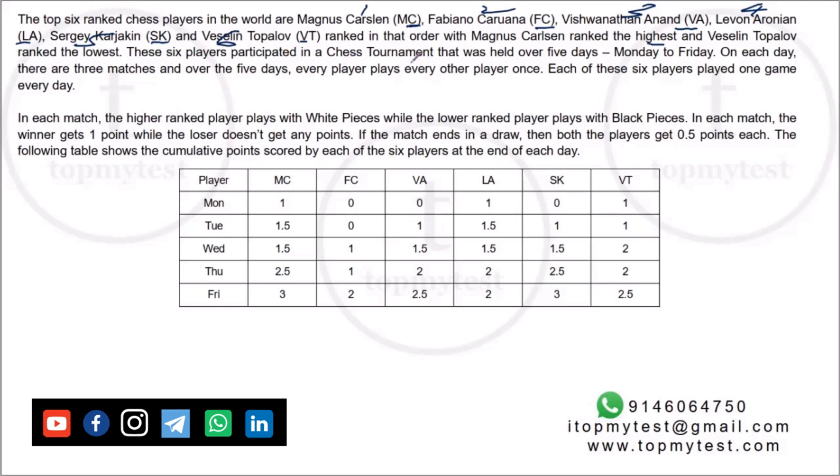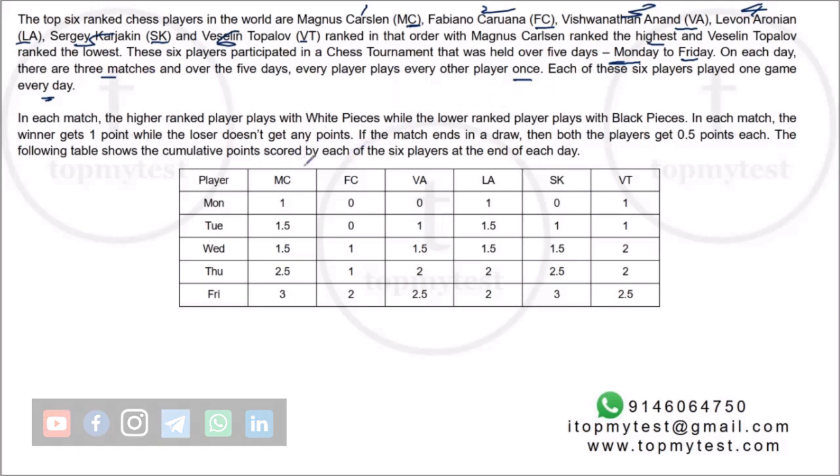Okay, these 6 participated in a chess tournament that was held over 5 days, Monday to Friday. On each day there are 6 matches, and over the 5 days every player plays every other player once. So it's a round robin tournament. Everyone plays everyone else once, and it's given that each of these 6 players played one game every day. So every day there are 3 matches, right? So somebody will play somebody else on that day.